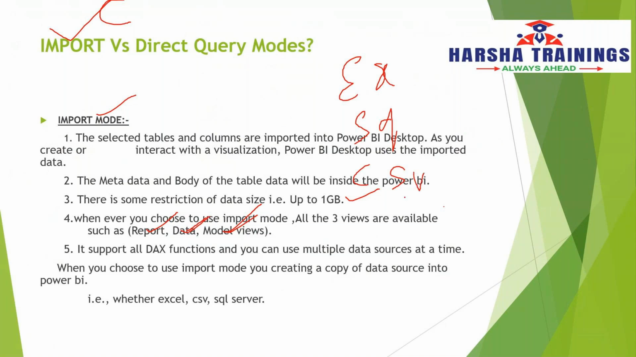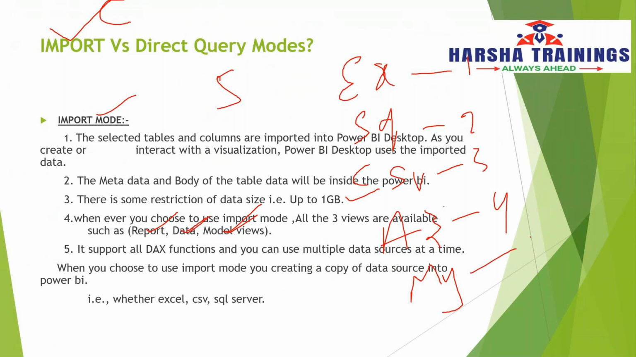Okay, I'm having five tables. I need to get these five tables into Power BI. One table is from Excel, one table is from SQL, one table is from CSV, one table is from Azure, one table is from MySQL, or else wherever it is. Now I need to get all these five tables into my Power BI.